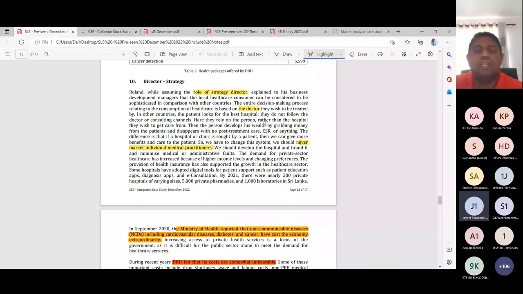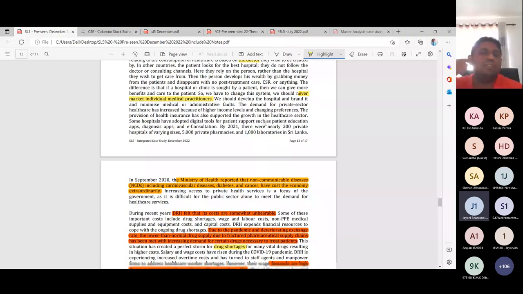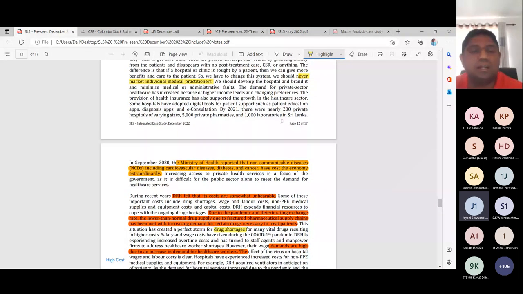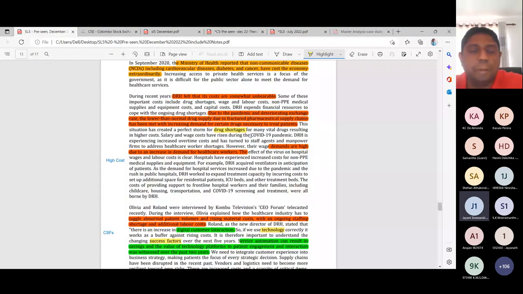By 2021, there were nearly 200 private hospitals of varying sizes, 5,000 private pharmacies, and 1,000 laboratories in Sri Lanka. In September 2020, the Minister of Health reported that non-communicable diseases, including cardiovascular diseases, diabetes, and cancer, have cost the economy extraordinarily. True, no? Increasing access to private health services is a focus of the government, as it is difficult for the public sector alone to meet the demand for healthcare services. Vast opportunities are available for expansion purposes.